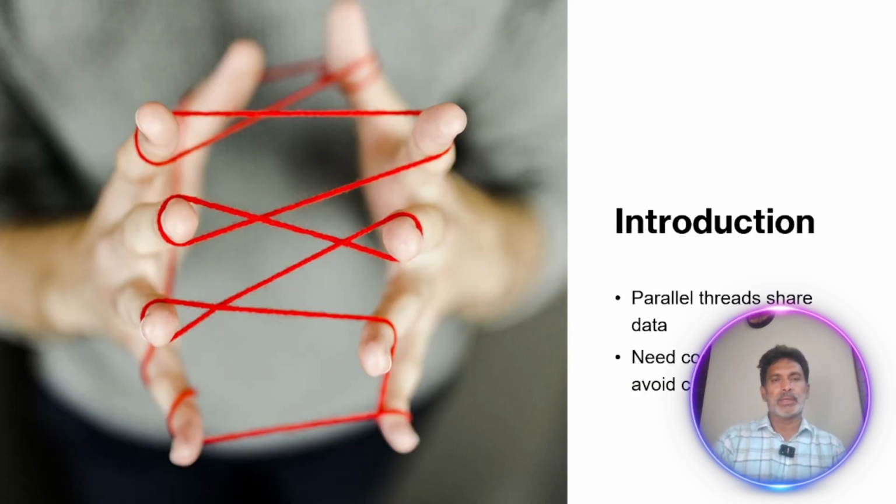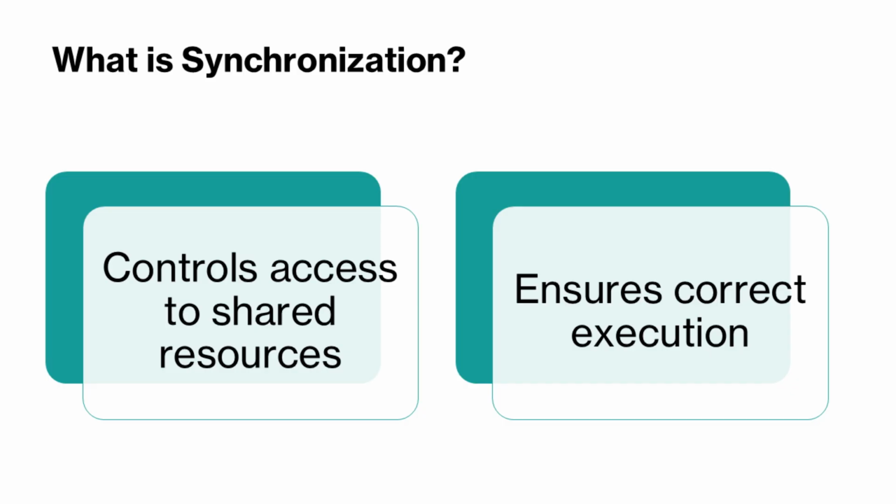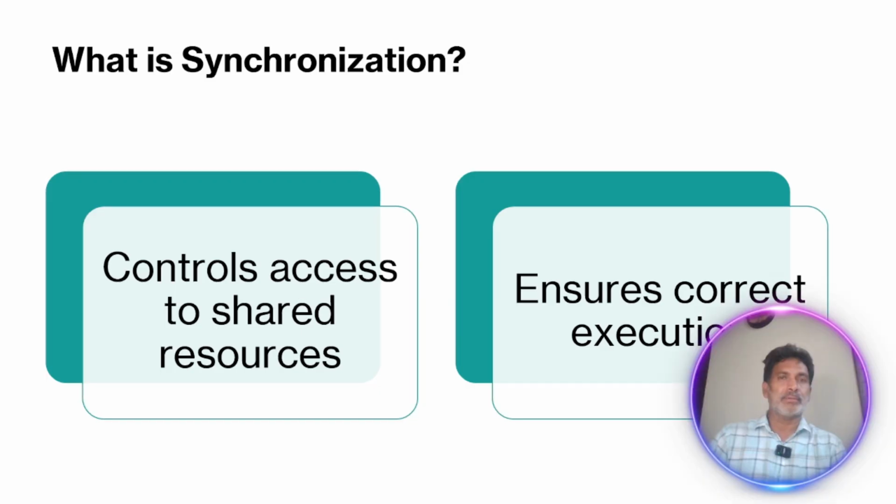So let us understand why we need synchronization. The parallel threads share data, which needs coordination to avoid conflicts. And why synchronization? That is a basic question we need to ask ourselves before we proceed to discuss the different constructs used in synchronization.